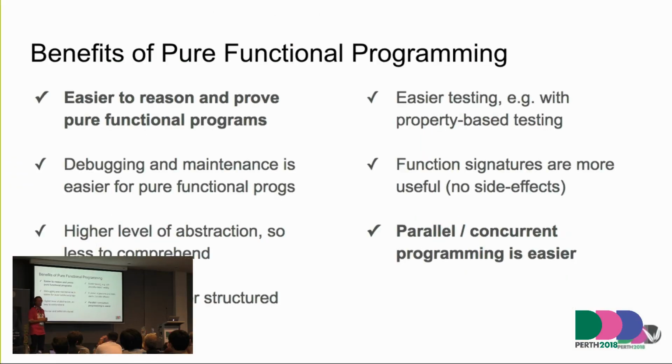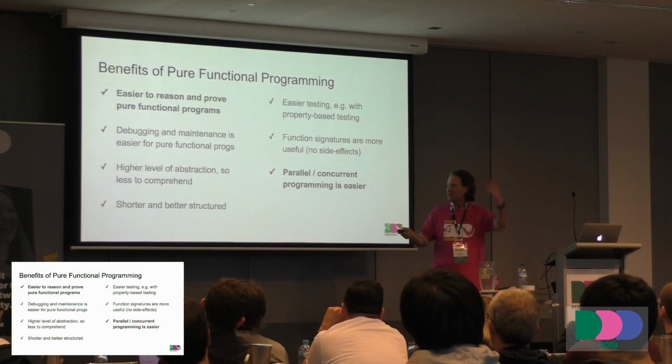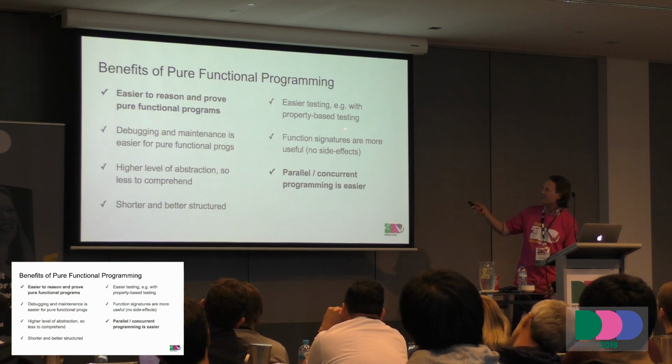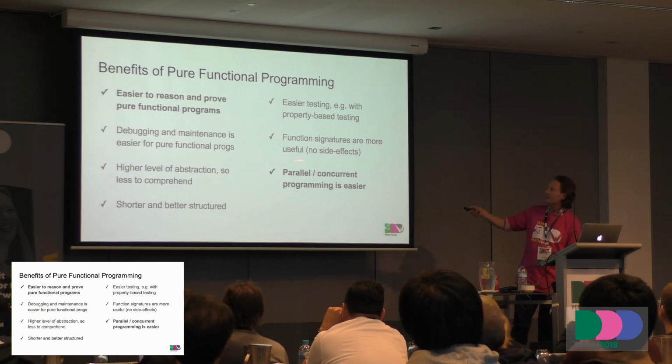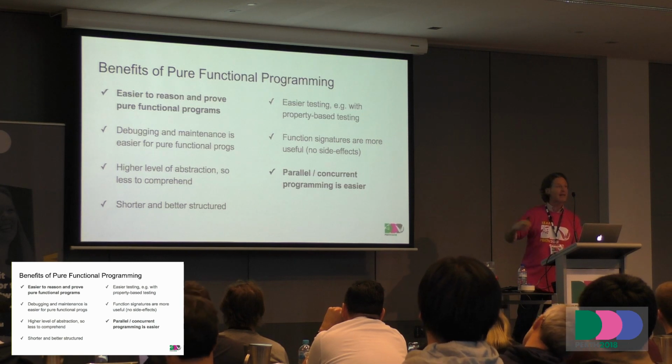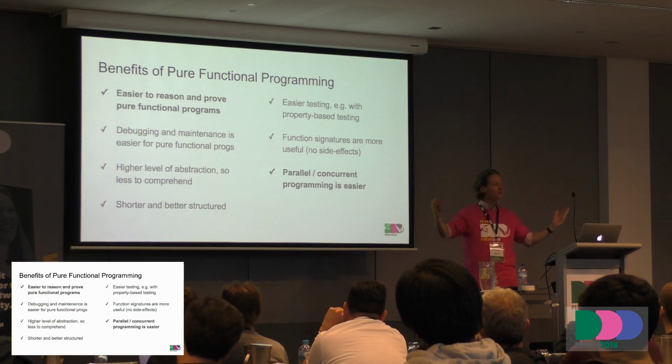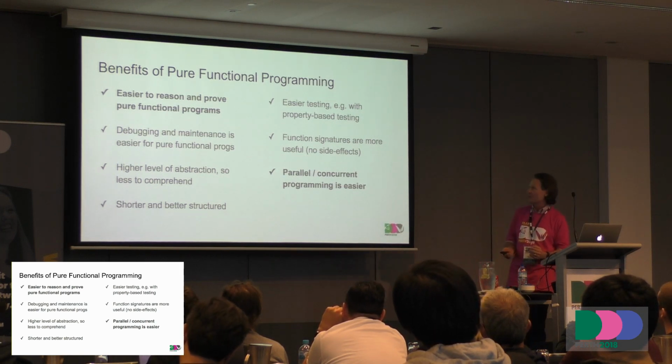So the benefits of pure functional programming are great. There are many, and this is why people are interested in it. First of all, it makes our programs easier to reason about, because there's not this global mess of values and state being changed. It makes debugging and maintenance easier. It makes higher level abstractions, so there's less details to think about if you just know the high level abstractions. Shorter and better structured programs, easier to test, and importantly here, it makes parallel or concurrent programming a lot easier, because there's not shared variable state. You've all got separate values you can process with and calculate the results of functions.